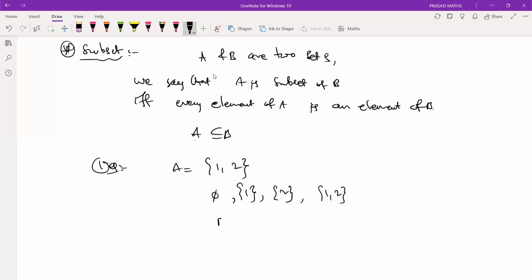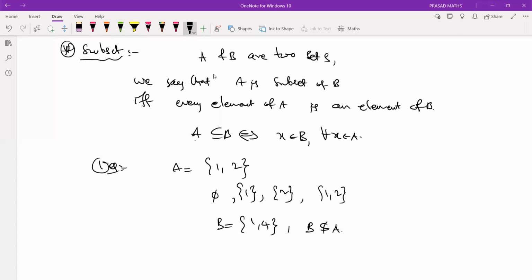Suppose you take B equals {1, 4}. Is it a subset of A? No, B is not a subset of A. What do you mean by subset by definition? Any element of A is an element of B. See why B is not a subset of A? Because A does not contain the element 4.